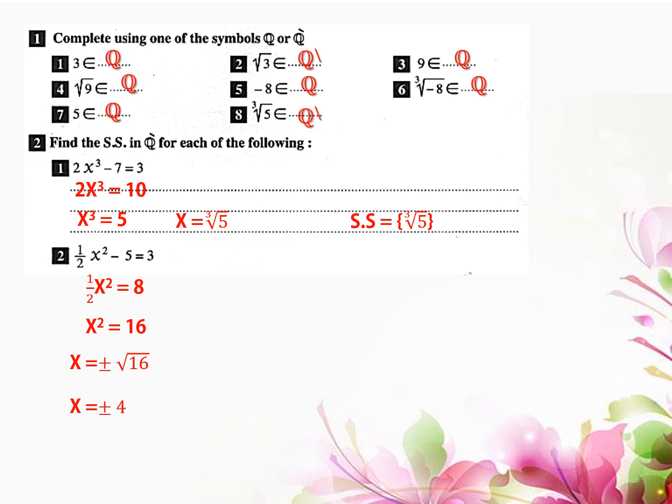In this case, positive or negative 4 is a rational number. But we have a condition here. The solution set has to be irrational numbers. Then in this case, the solution set will be phi.